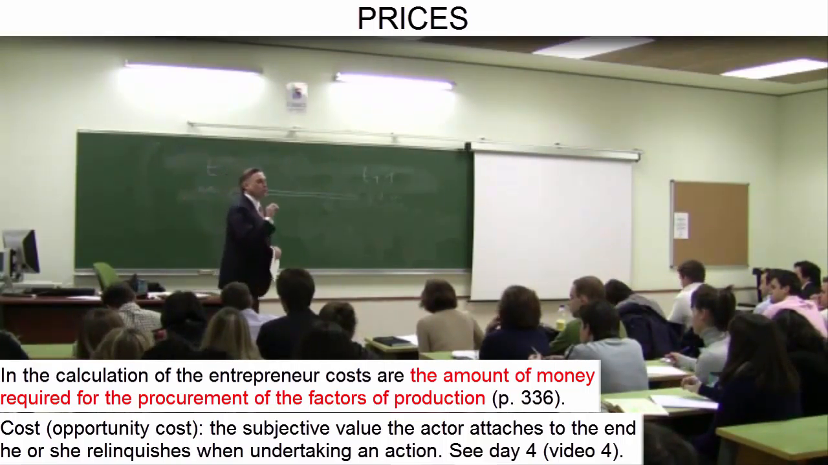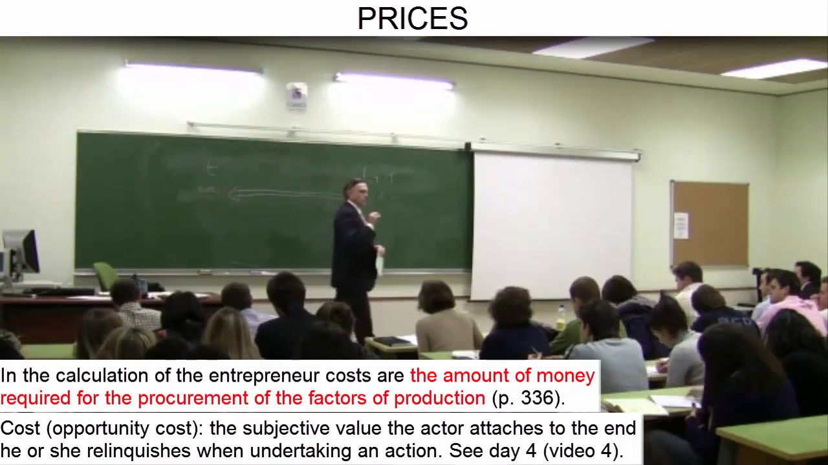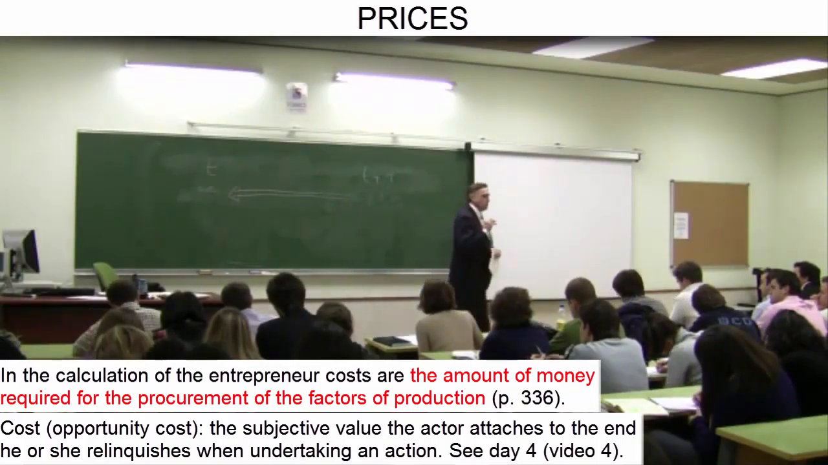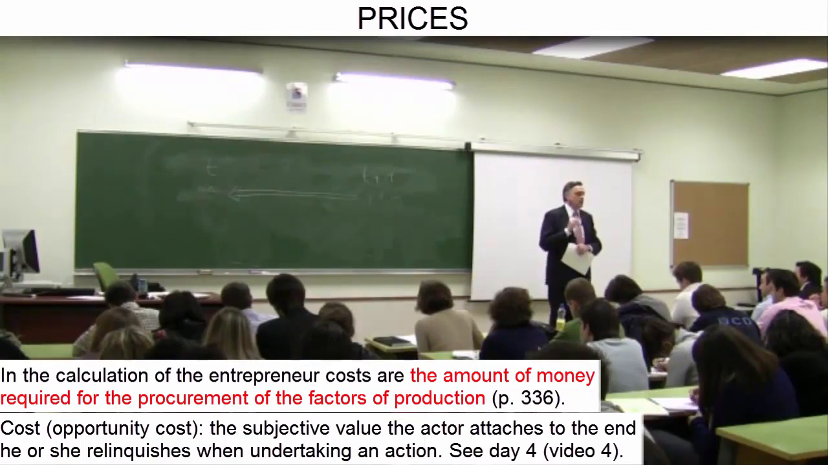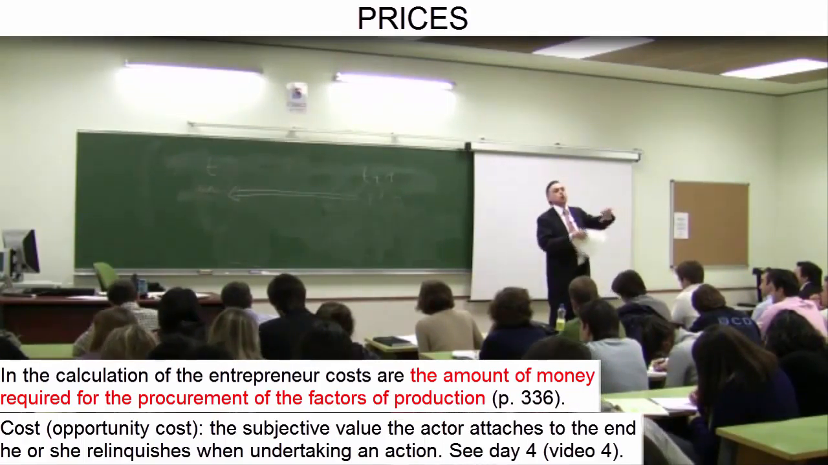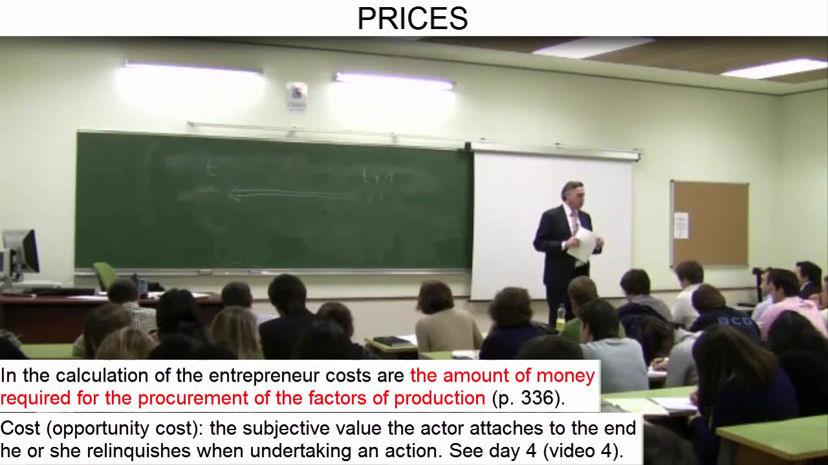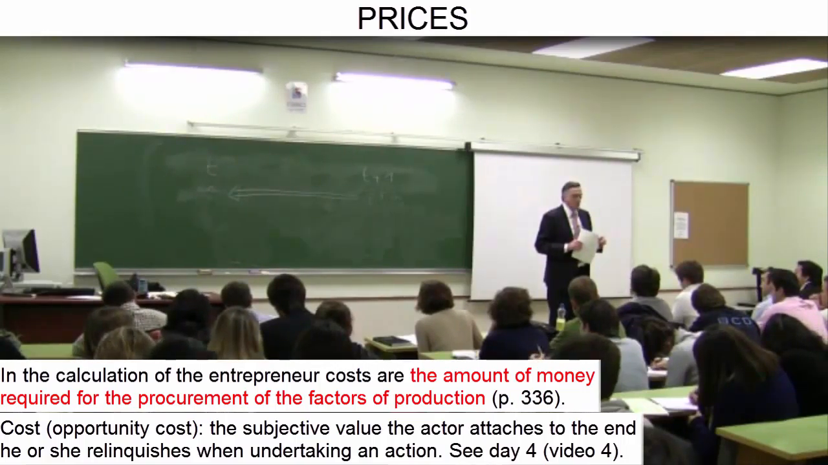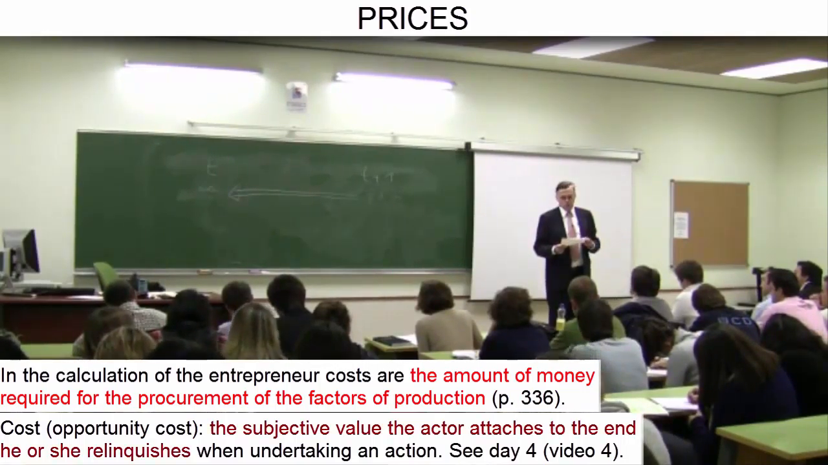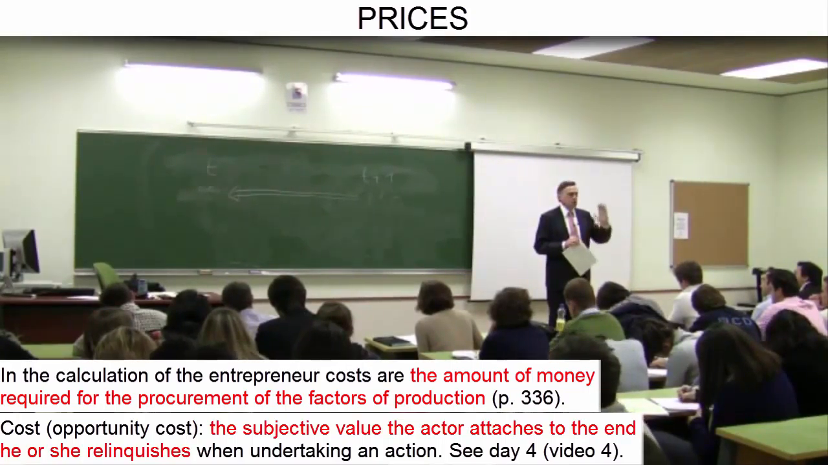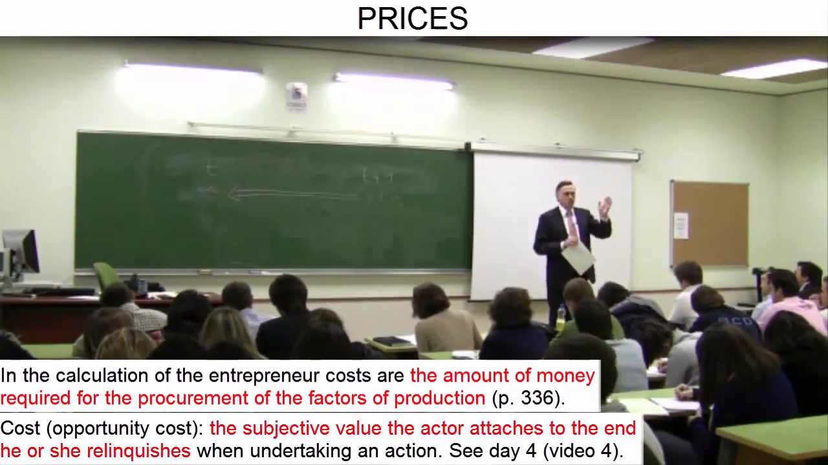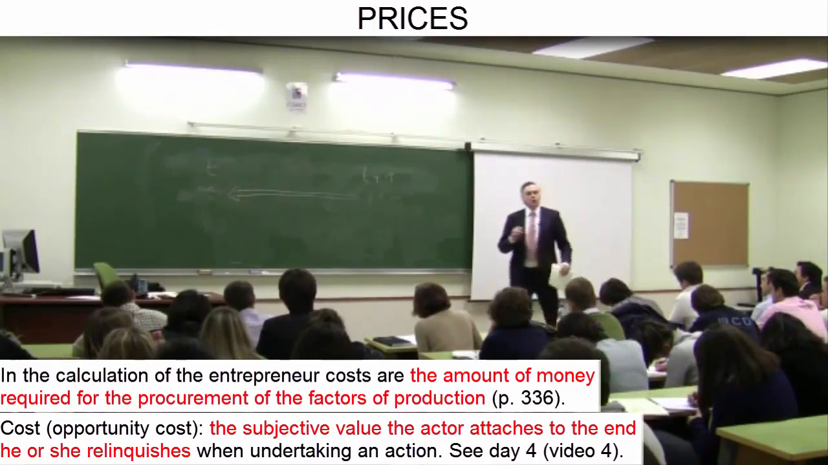Now, a very clear connection exists between the concept of cost as an instrument of economic calculation, that is, a sum of monetary units paid to acquire factors of production, and the concept of cost in general terms, which we recalled at the beginning, that is, the subjective value we attach to an end we relinquish when we decide to follow a specific course of action. This is very clear.